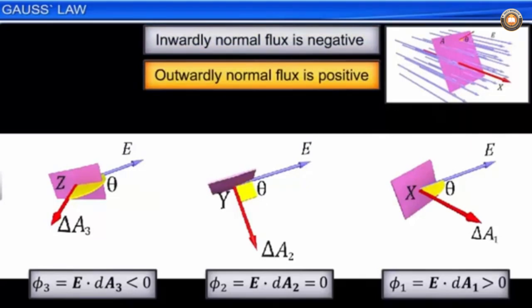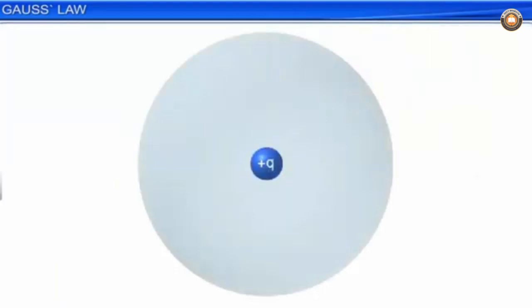Let us now consider a point charge plus Q placed at the center of a sphere of radius r. Let us now look at Gauss' law, which defines the relation between the net electric flux through a closed surface and the charge enclosed by that closed surface. This law is of fundamental importance in the calculation of electric field strengths. The closed surface is referred to as the Gaussian surface.